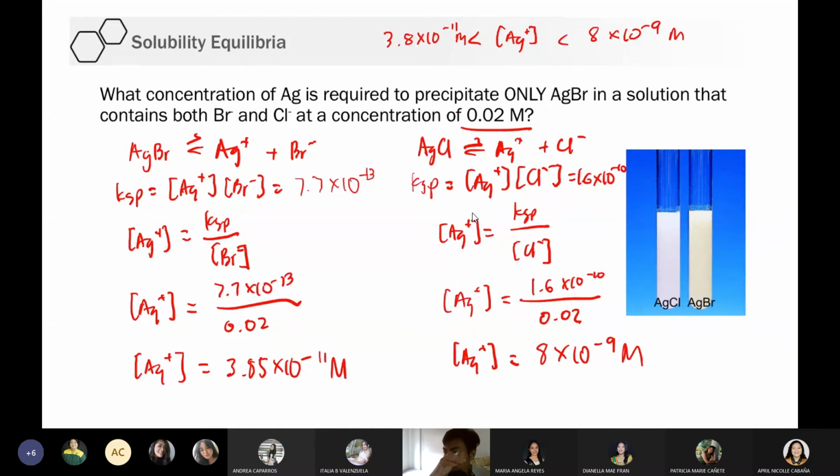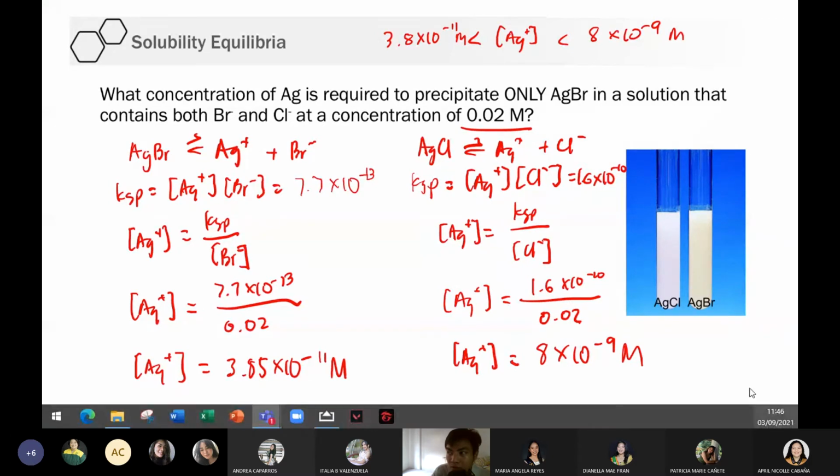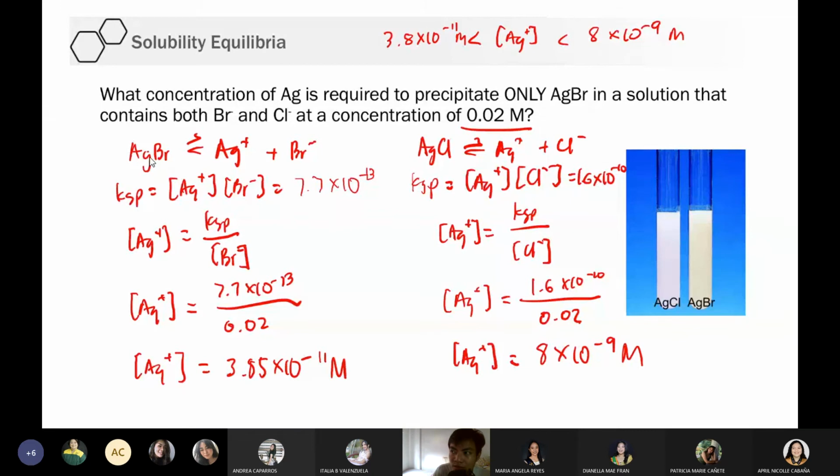Okay? So, kunwari, tinanong kayo sa quiz, no? Kunwari, sa midterm exam, tinanong sa inyo, sino yung unang mape-precipitate dito? AgBr, AgCl? So, you can infer the idea based on their solubility. Kapag mababa yung kanilang solubility, ibig sabihin, siya yung unang mape-precipitate. O kaya, other than the solubility, you can use the Ksp to compare sino yung unang ma-form. Kung sino may lowest na Ksp, yun yung unang magpe-precipitate. No? Okay. So, ito yung unang magpe-precipitate kasi siya yung lower compared to this.